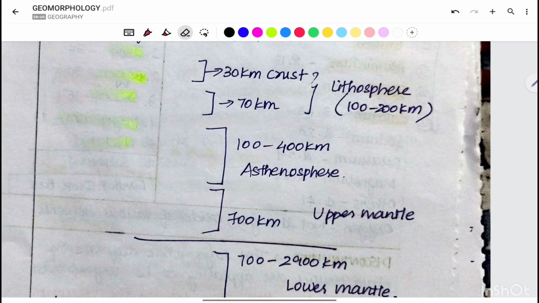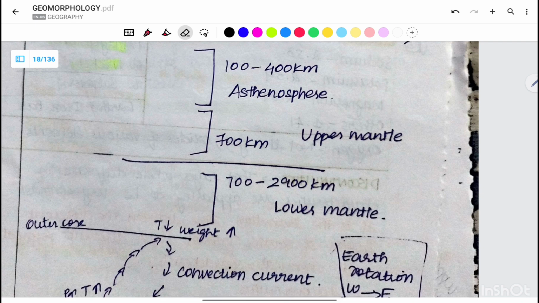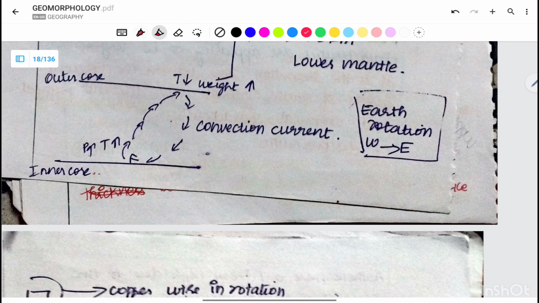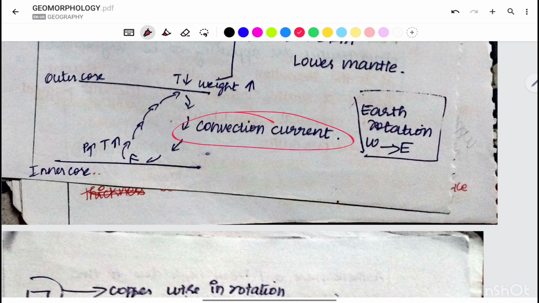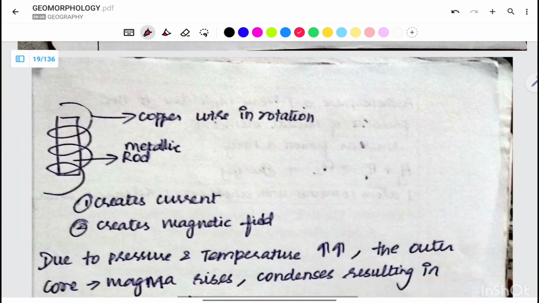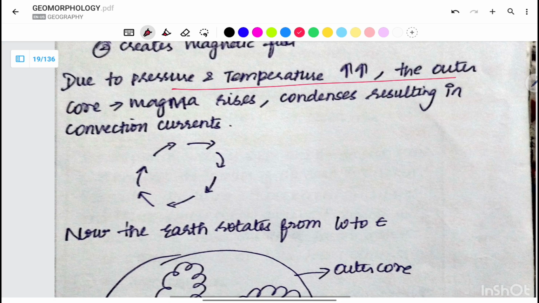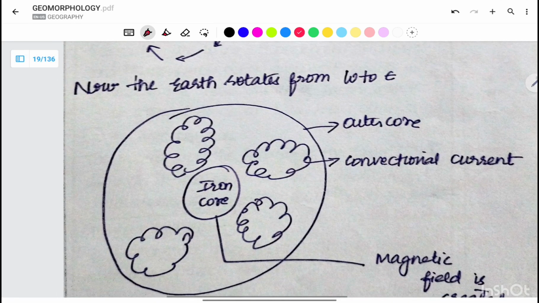Lithosphere, asthenosphere, mesosphere, barysphere. We have the convectional currents, right? The convectional currents are in the outer core. Due to temperature and pressure of the outer core, the magma in the outer core, around the iron inner core, is going to have a convectional current.